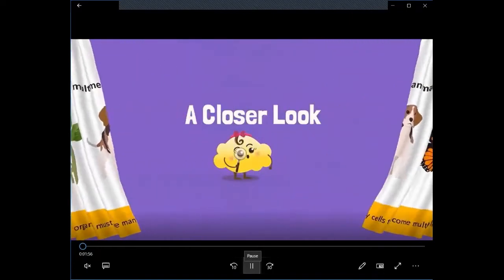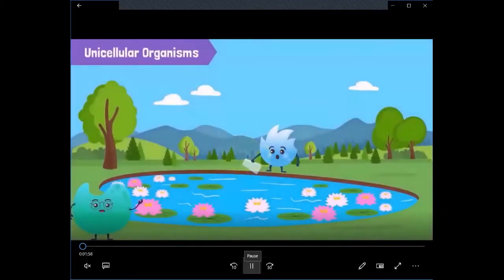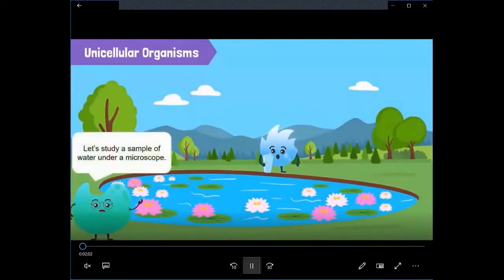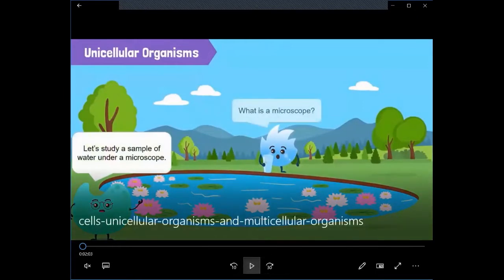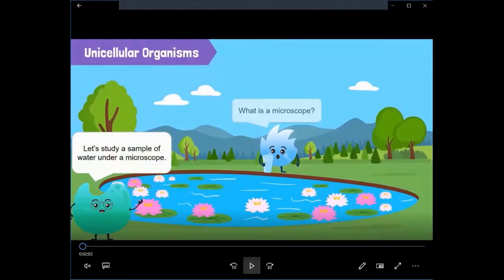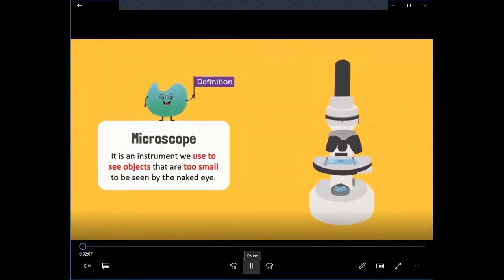Let's take a closer look by doing a simple experiment. Try to get some water from the pond and study it under a microscope. Microscope? What is a microscope then? A microscope is an instrument we use to see objects that are too small to be seen by the naked eye.